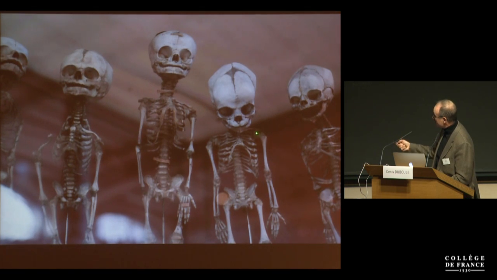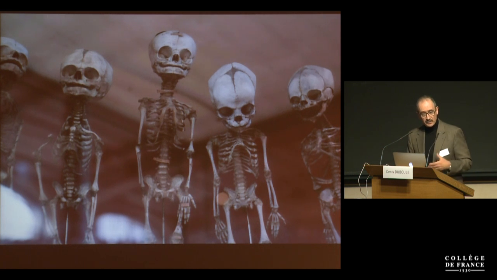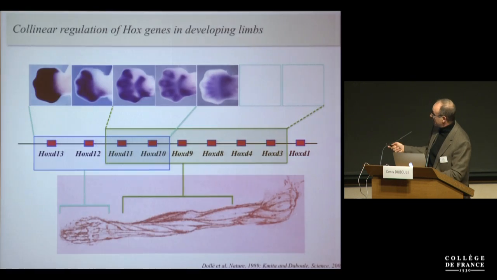If you look at this arm here, this little newborn arm, you see that there are different pieces. There's the arm, the forearm, and the hand. And you need, during development, to organize these pieces. You need to identify and to produce different morphologies. So let me show you how this collinear relation looks in the case of the developing limbs.